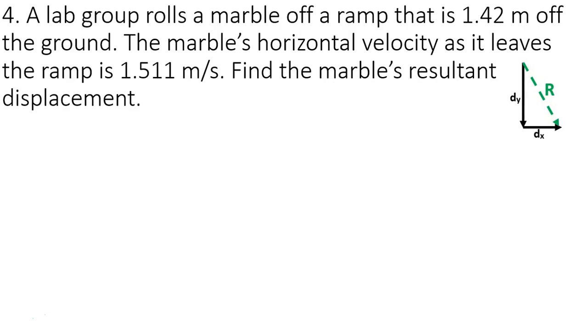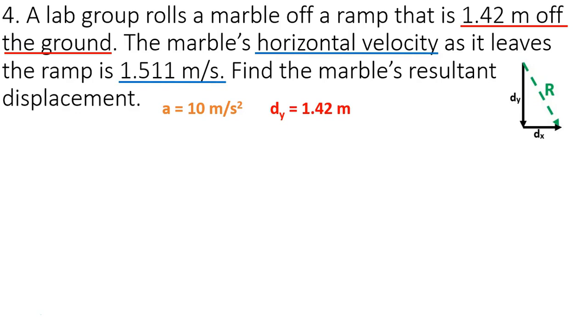So let's look at what we know. Again, we have our automatic built-in acceleration is equal to 10 meters per second squared. Our ramp is 1.42 meters off the ground, so that's a vertical measurement. Our dy is equal to 1.42 meters. The horizontal velocity is 1.511 meters per second, so that's our Vx.